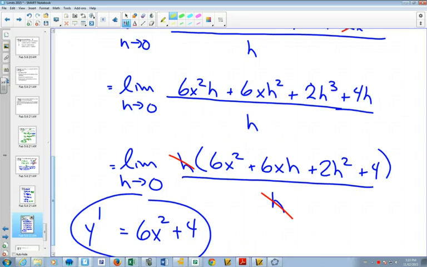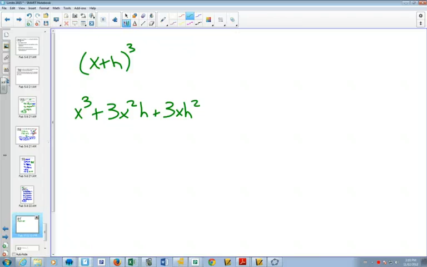So the shortcut that I used for going from this to this in one step is something called Pascal's triangle. Pascal's triangle is famous in a lot of ways. Pascal's triangle looks like this.